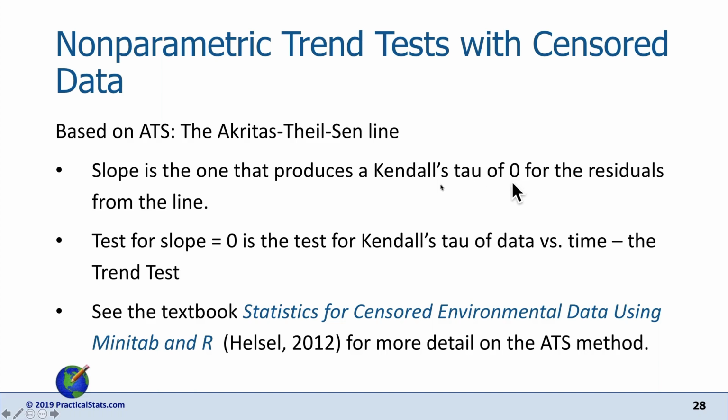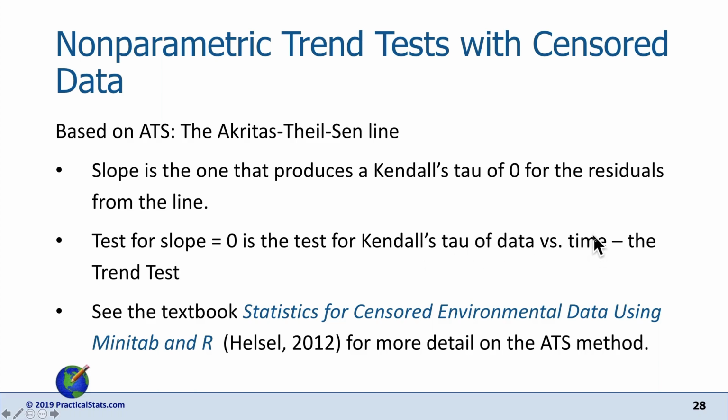So it's got the best fit of a 0 slope line after you've subtracted off the slope for the ATS line. So it's another optimization procedure, has no distributional assumption built in though. That's the difference between that and maximum likelihood. The test for the slope being equal to 0 is the test for the Kendall's-Tau correlation of data versus time.